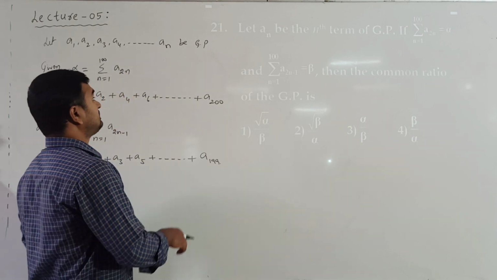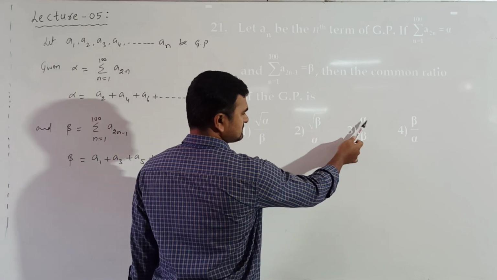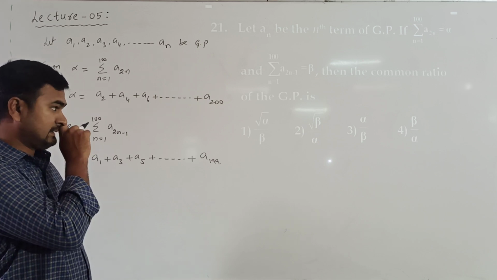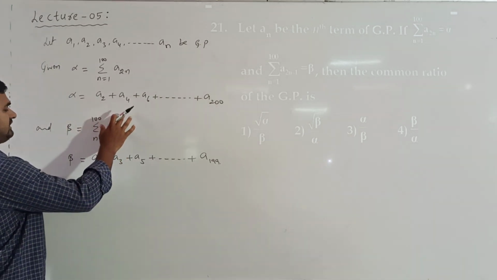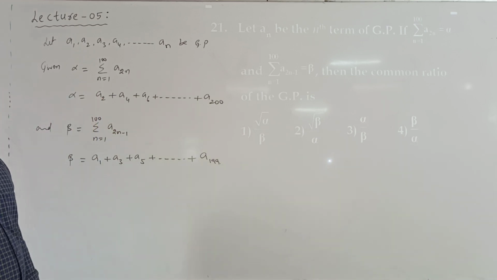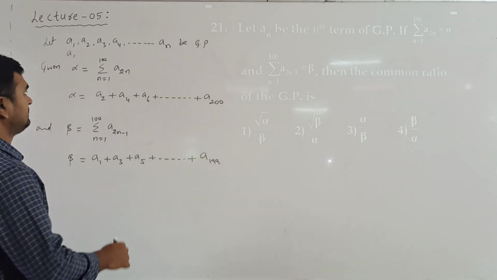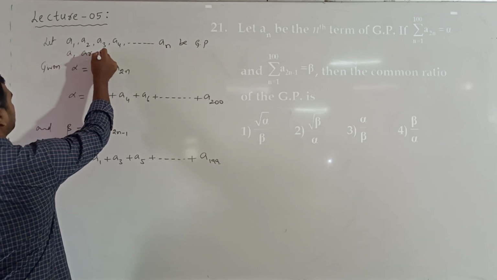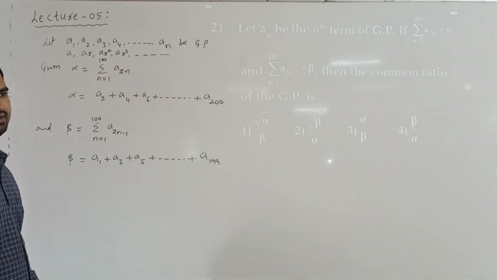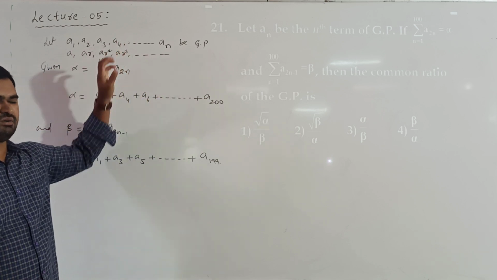So what is the common ratio of the GP? We can see the options. Mostly they are given in terms of a ratio, alpha by beta. So let us find what the alpha and beta values are. Now we will compare with the standard form of GP. A1 is the first term, we take a. A2 is ar, then ar square, ar cube, and so on. Let us compare these terms a1, a2, a3 up to a200 with the standard form of GP.